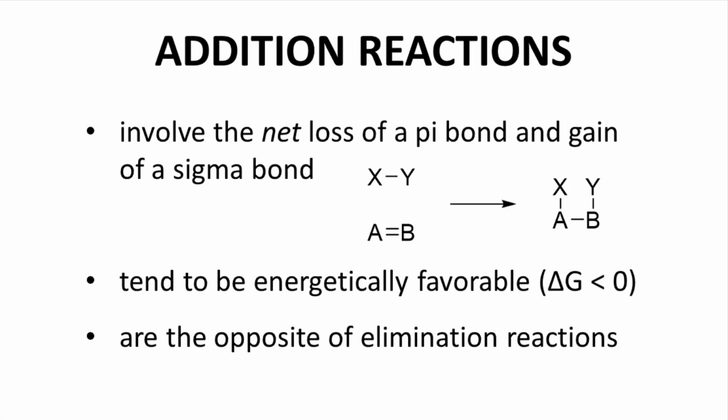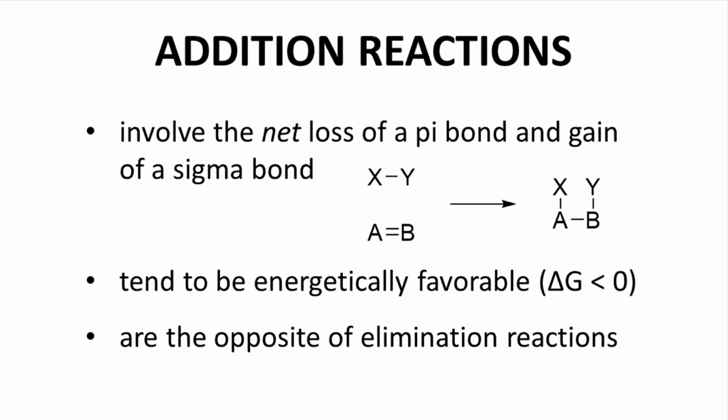Addition reactions normally get extensive coverage in both semesters of college organic chemistry. Additions involve the net loss of a pi bond and net gain of a sigma bond. So here is a simple hypothetical addition reaction scheme.